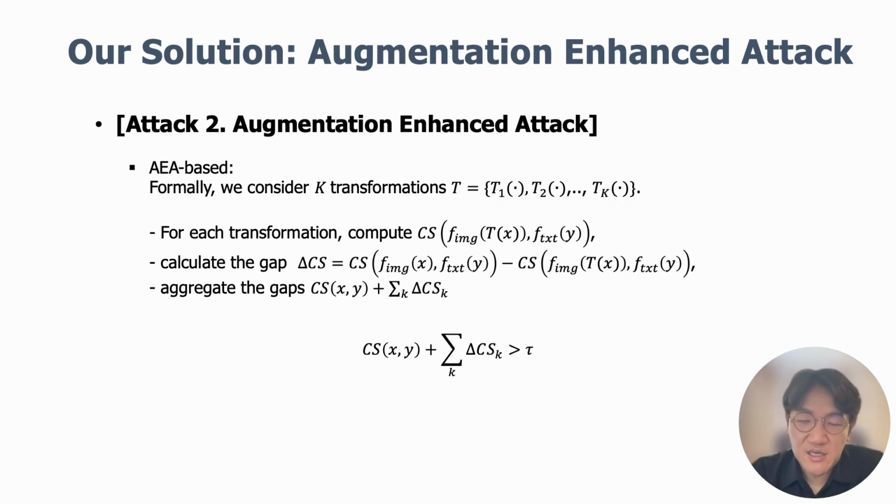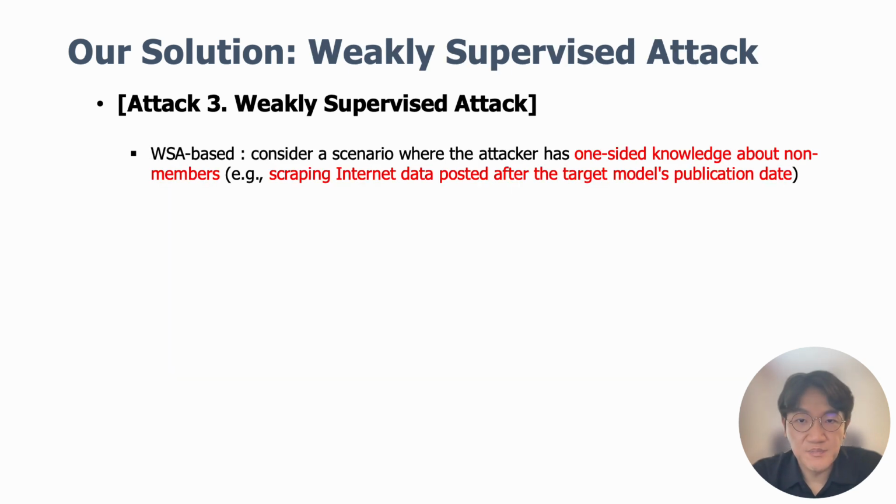For the augmentation enhanced attack, we first apply data augmentation to the image side and then calculate the cosine similarity with the corresponding text feature. Then we aggregate the gaps between the original cosine similarity and the cosine similarities with k augmentations. We add these gaps to the original cosine similarity to detect the membership information.